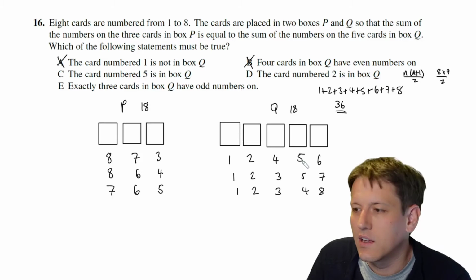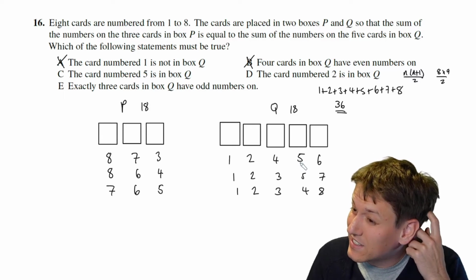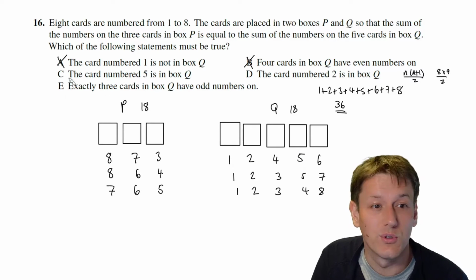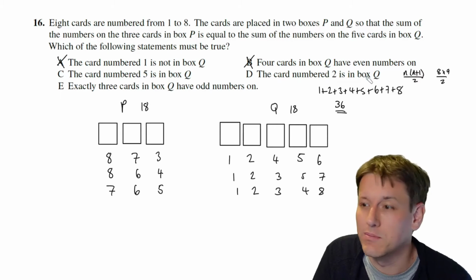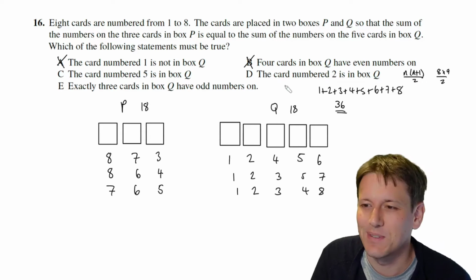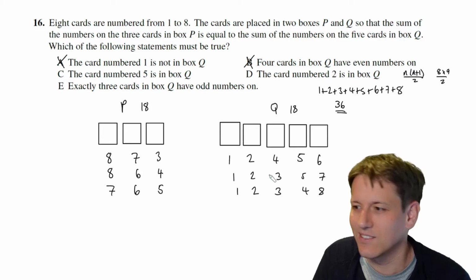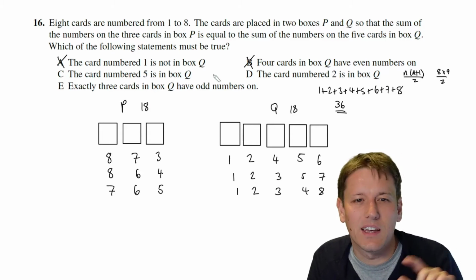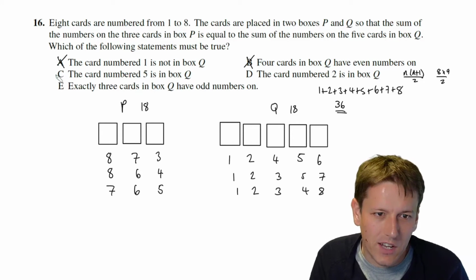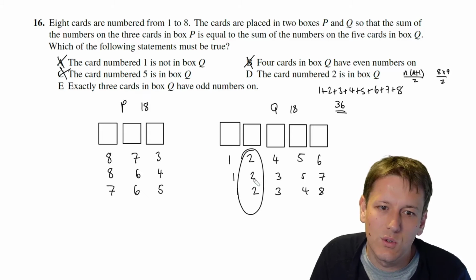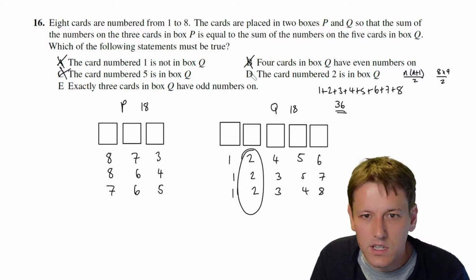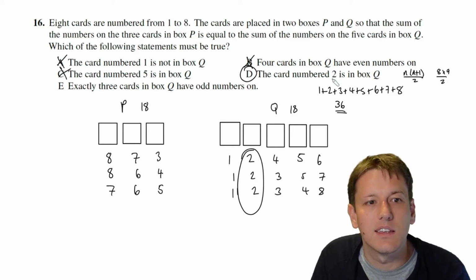But actually, if you did do that and you looked at all the options, you should also notice that 2 is in box Q. So you shouldn't be able to confidently say, or to think it's C here. You might be able to think, oh, it's maybe C or D. Anyway, 5 is not always in box Q, but you can see that 2 is always in box Q. And so actually the answer here is D.